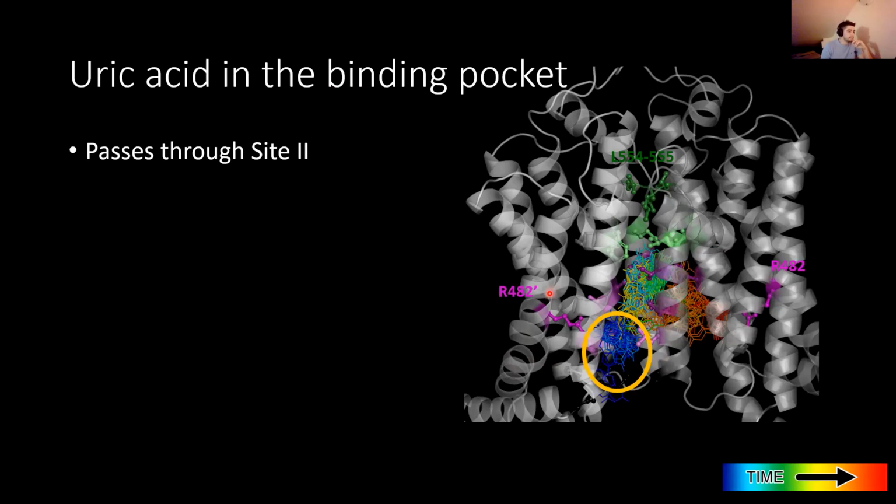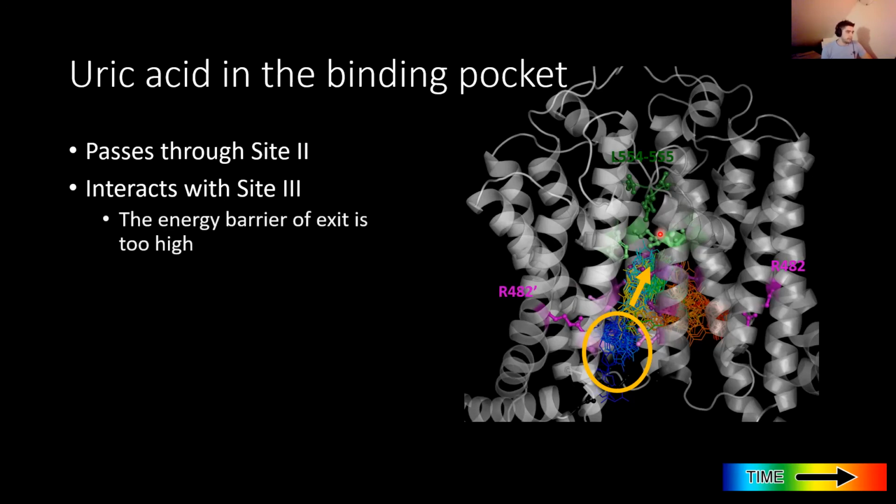It interacted with some amino acids at site 2, and then went on the translocational pathway as the time increased, and it reached the main binding pocket, or site 3. But it wasn't able to go through into the extracellular space because the energy barrier for this was too high. So then it moved towards site 2 of the other side, and that's where its journey ended.